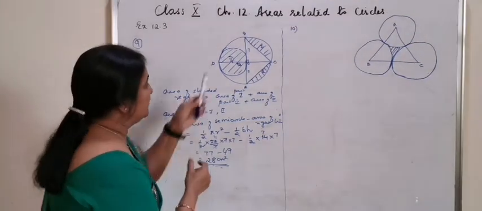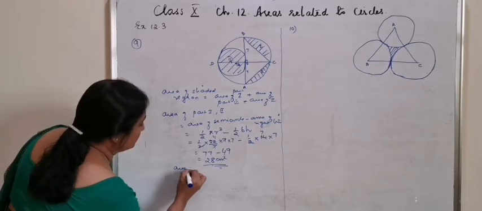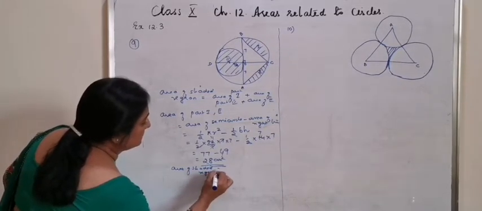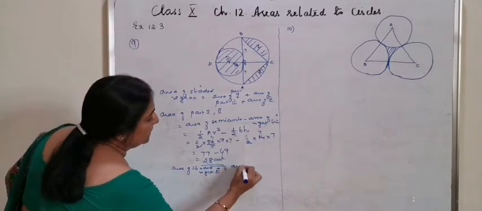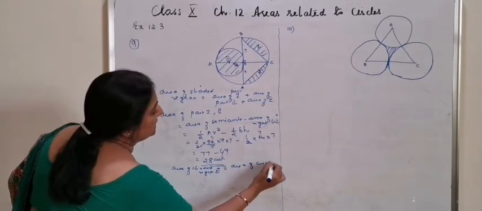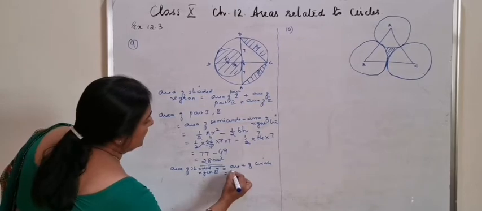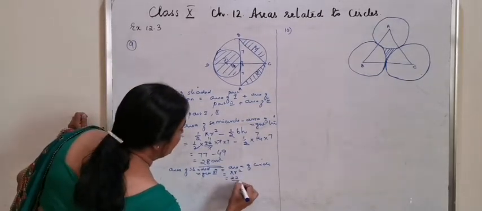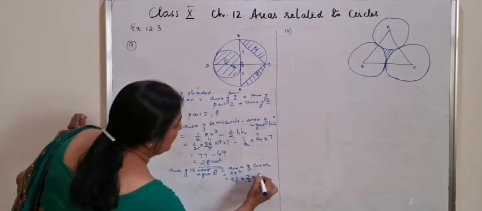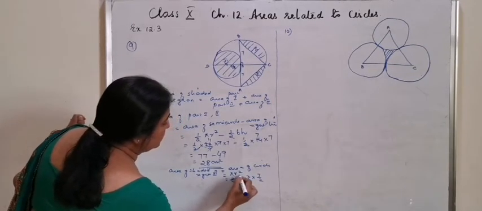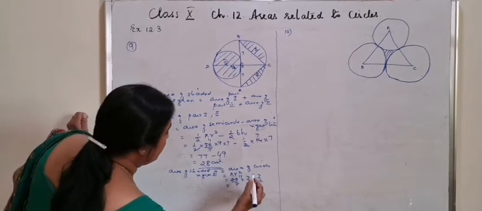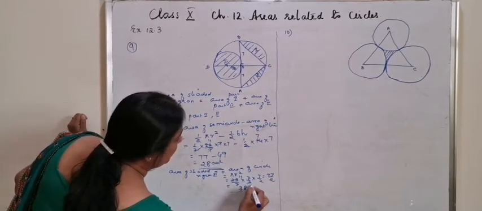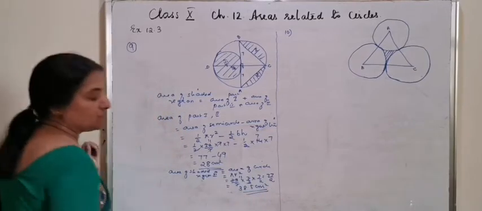Area of shaded region 3 is equal to area of circle, which is pi r square. The radius is 7 by 2, which is 22 by 7 into 7 by 2 into 7 by 2, or it is 77 by 2, or 38.5 centimeter square.